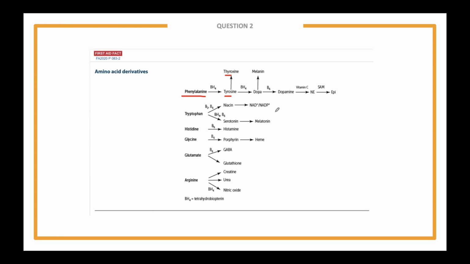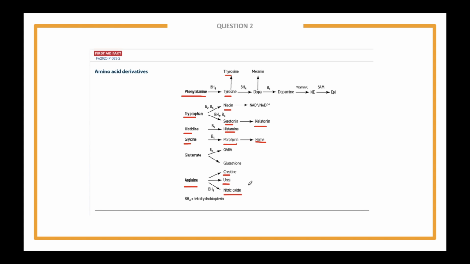Also on this diagram, you can see a lot of the other incorrect answer choices. So tryptophan was the second most highly selected answer choice. You can see that that gets converted to niacin and serotonin and eventually melatonin. Histidine can get converted to histamine. Glycine can get converted to porphyrins, which as we know are part of our heme synthesis pathway. And then arginine can get converted to a few things there as well, okay?